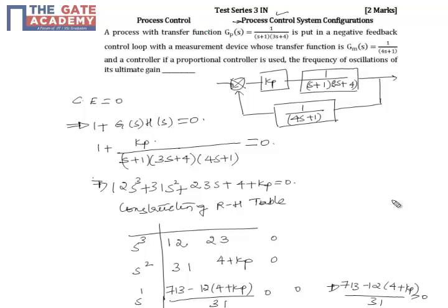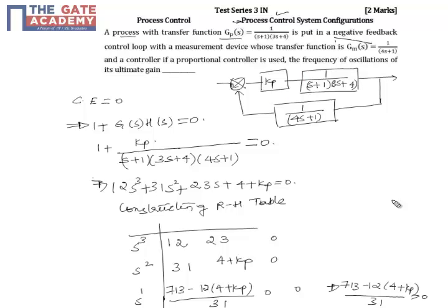So here we are given a transfer function of a plant or a process, Gp of s equal to 1 by (s plus 1)(3s plus 4), and here a negative feedback is employed. It is only said that it is a negative feedback, so it means the feedback value is 1, and the measurement device transfer function is Gm of s equal to 1 by 4s plus 1. This is a device which is measuring the output and feeding it back to the input.